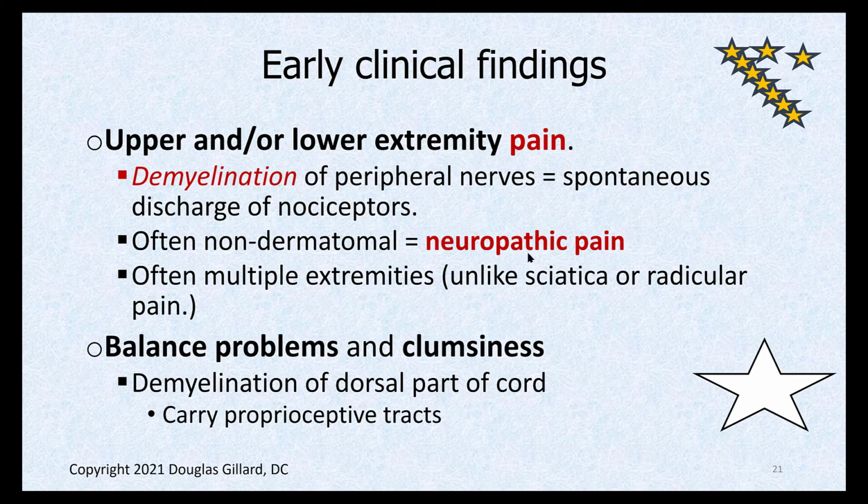And we said that's called neuropathic pain. Okay, they'll also have balance problems. Why would they have balance problems? You probably don't know this one. Especially if they close their eyes, but even if they have their eyes open. Well, it destroys myelin, so the posterior columns of the spinal cord are going to be out, and that's where proprioception is carried. So they're going to have balance problems as the disease gets worse. They're going to be more clumsy.